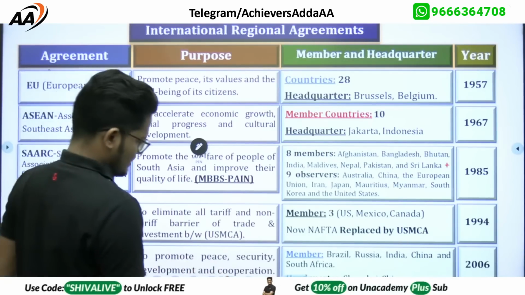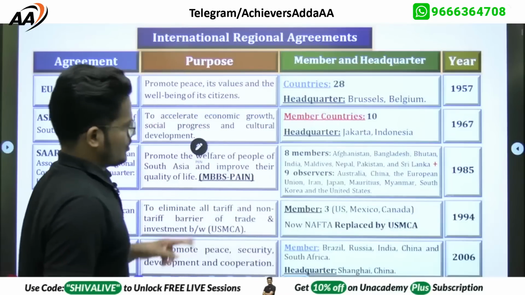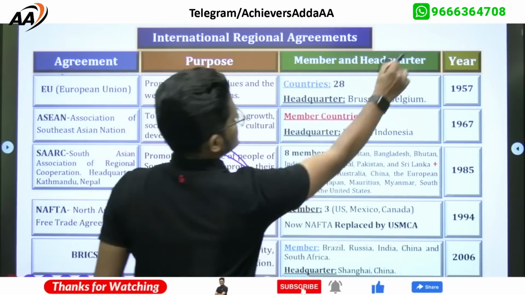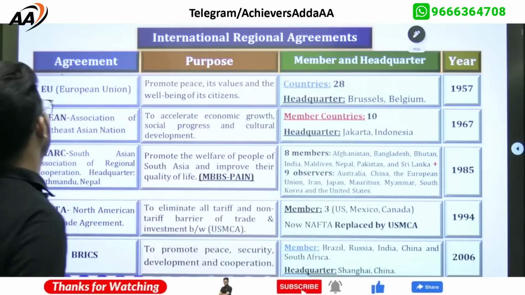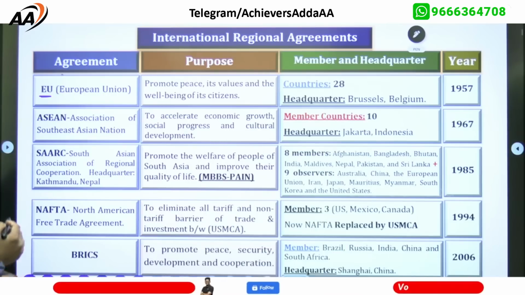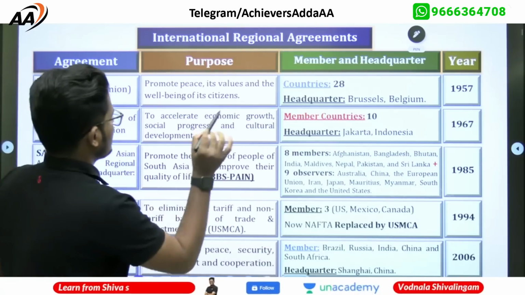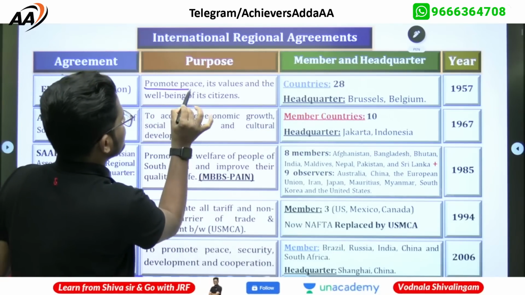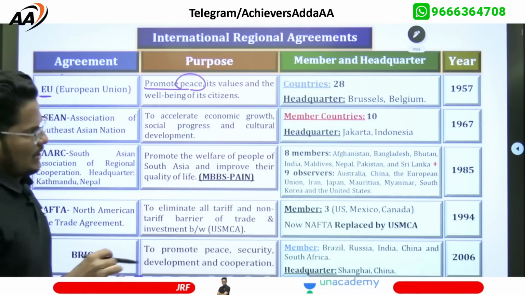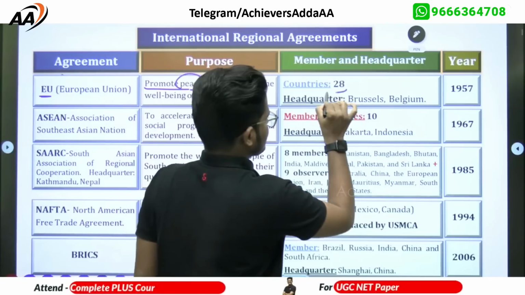There are international regional agreements. So as per the international regional agreement, number 1, European Union, EU. The purpose of the European Union is to promote peace, its values and the well-being of its citizens. How many member countries exist?